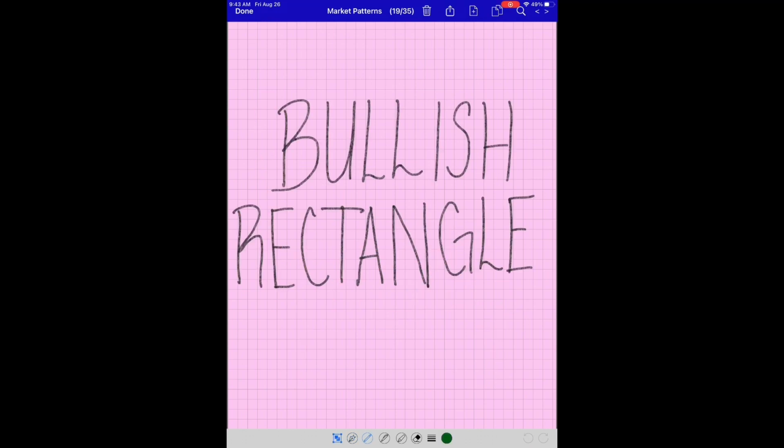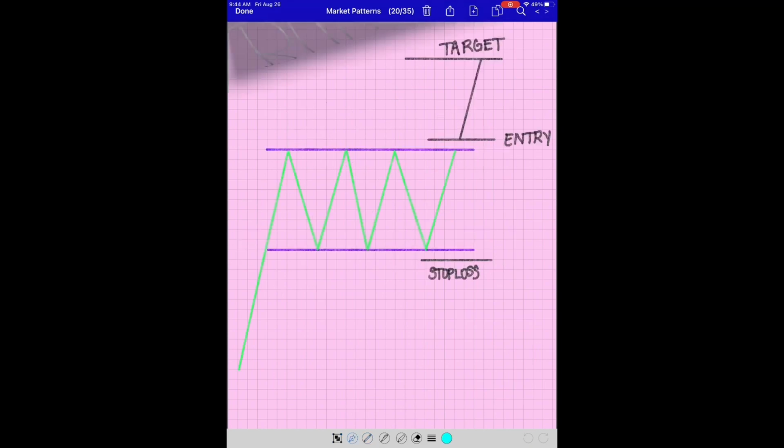The next continuation pattern we're going to go over is probably one of the easiest to identify, and it's called the bullish rectangle. The bullish rectangle is a continuation pattern that occurs during an uptrend when price pauses before moving up. Price will usually consolidate or move sideways before the breakout occurs up and through a previously defined resistance level.